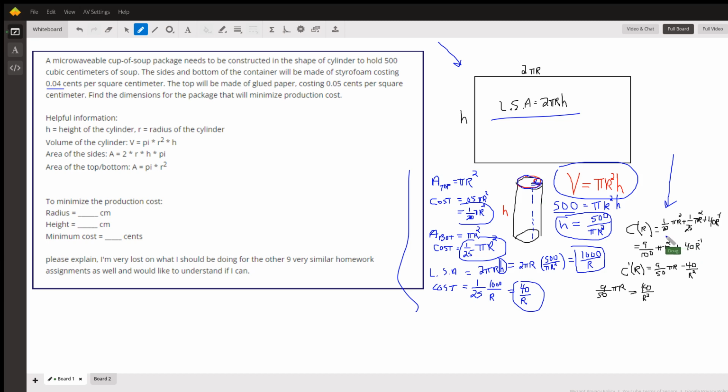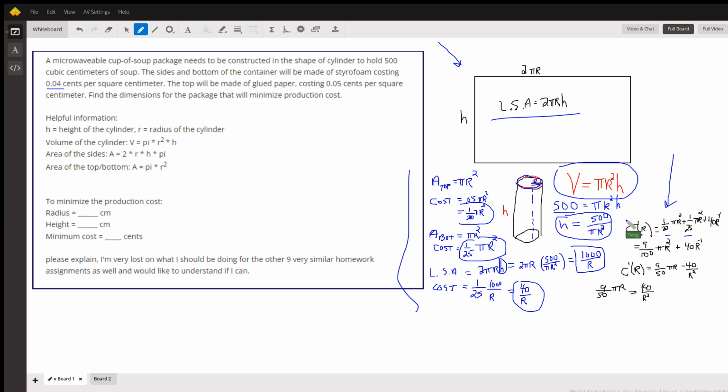If we combine these first two terms, since they both are dealing with pi r squared, we get 9/100ths. Just get a common denominator of 100. And write plus 40 r to the minus 1. I write it that way so that we can take the derivative. Now you've got a function depending on one variable.